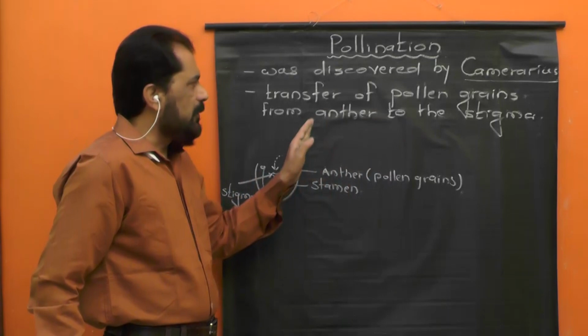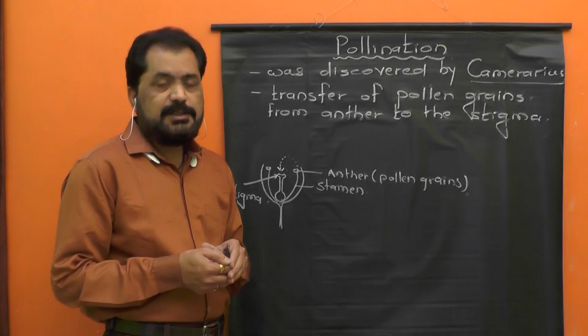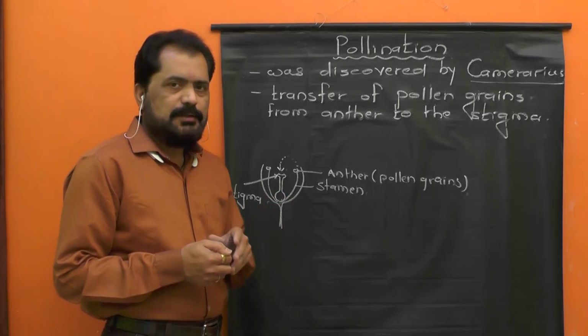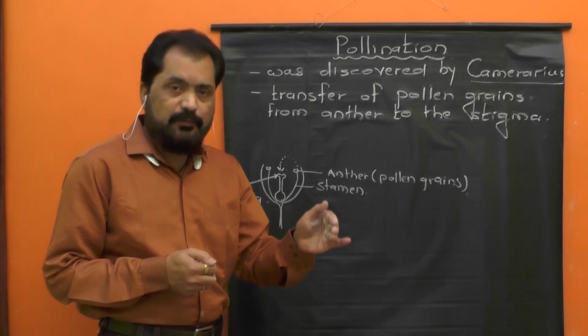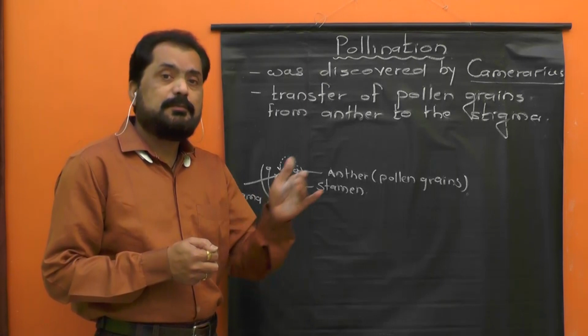Now, I will say that the process of pollination is considered a prerequisite for the process of fertilization. Try to understand. Prerequisite means what? It is the primary need for the process of fertilization.